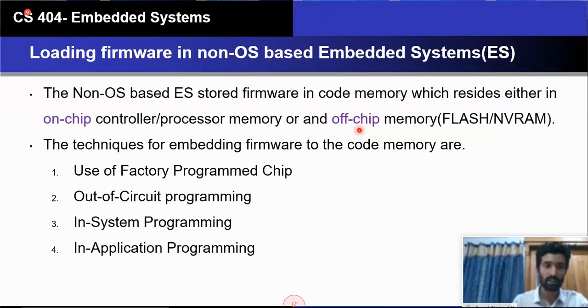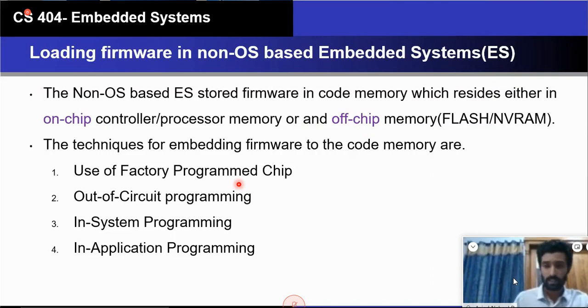Either on chip or an off chip. Okay. So the techniques for embedding firmware into the code memories are use of factory programmed chip, out of circuit programming, in system programming, and in application programming. So let us see what each method is.